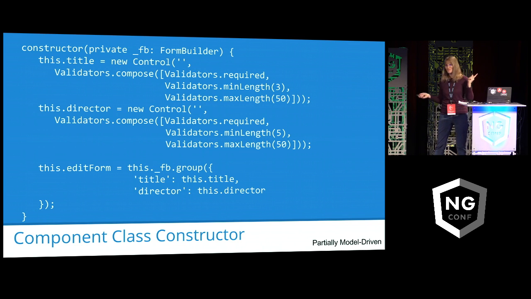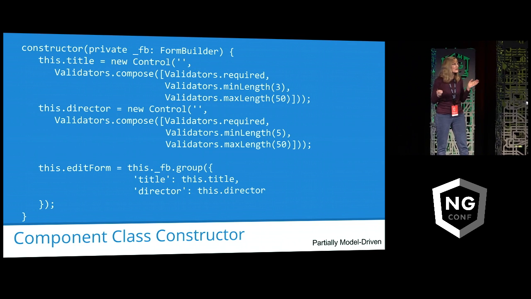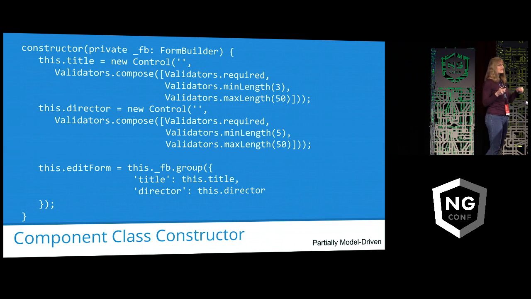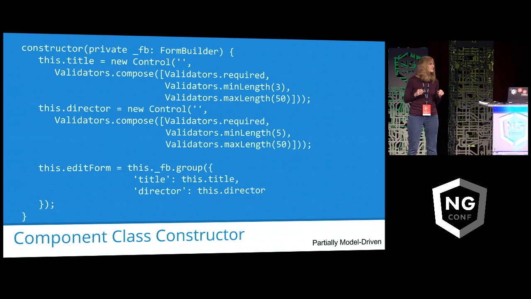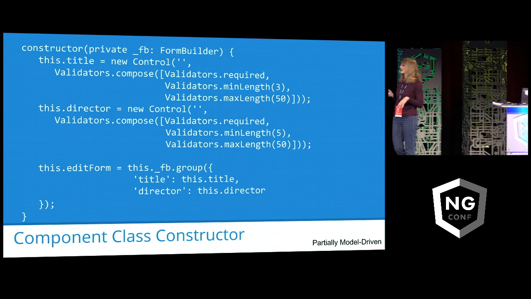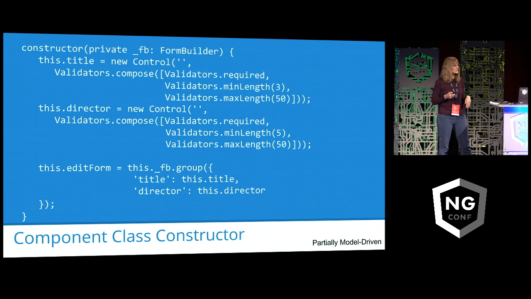Any guesses? No? Because we have two-way binding going on. So we don't need to set a default because, as we had said, we're going to leave our two-way binding for this partially model-driven. So we don't have to set any default. The second argument here then is our validators. If we just had one, we could have just said Validators.required, but since we have multiple validators, we use Validators.compose. We repeat that for every one of our controls.